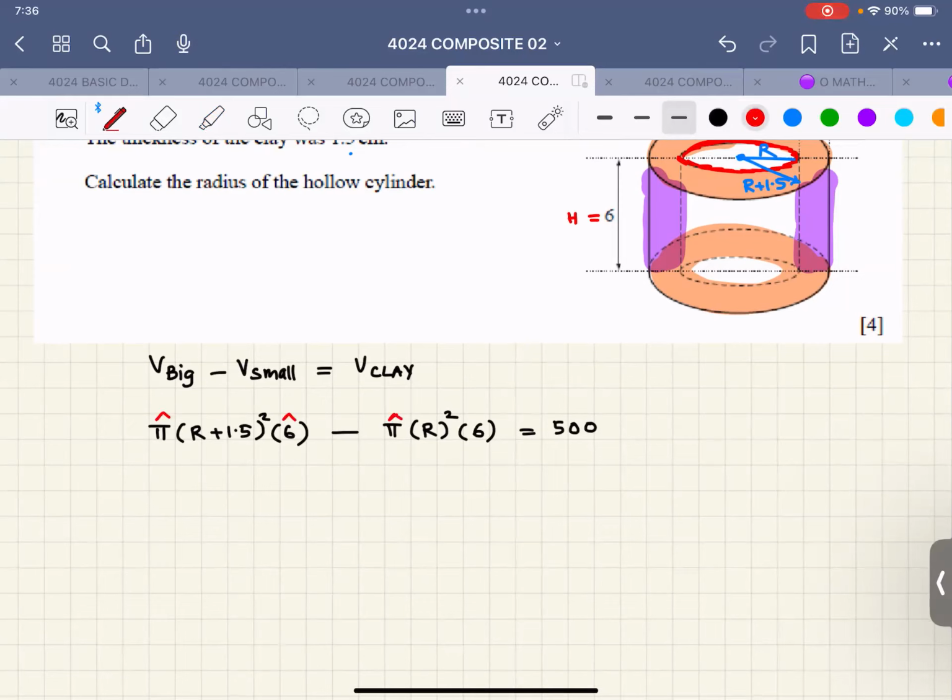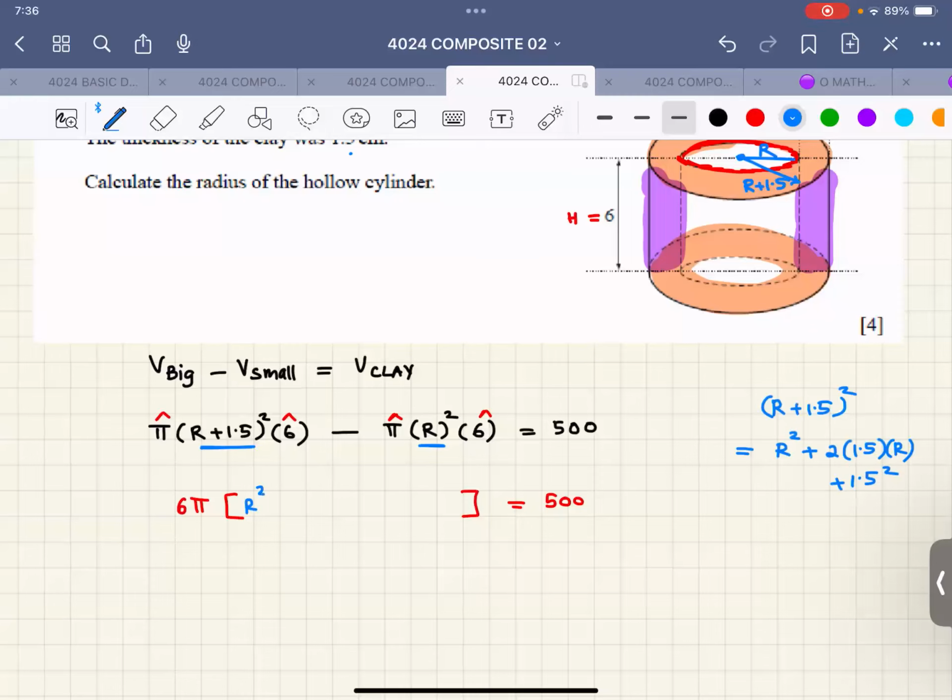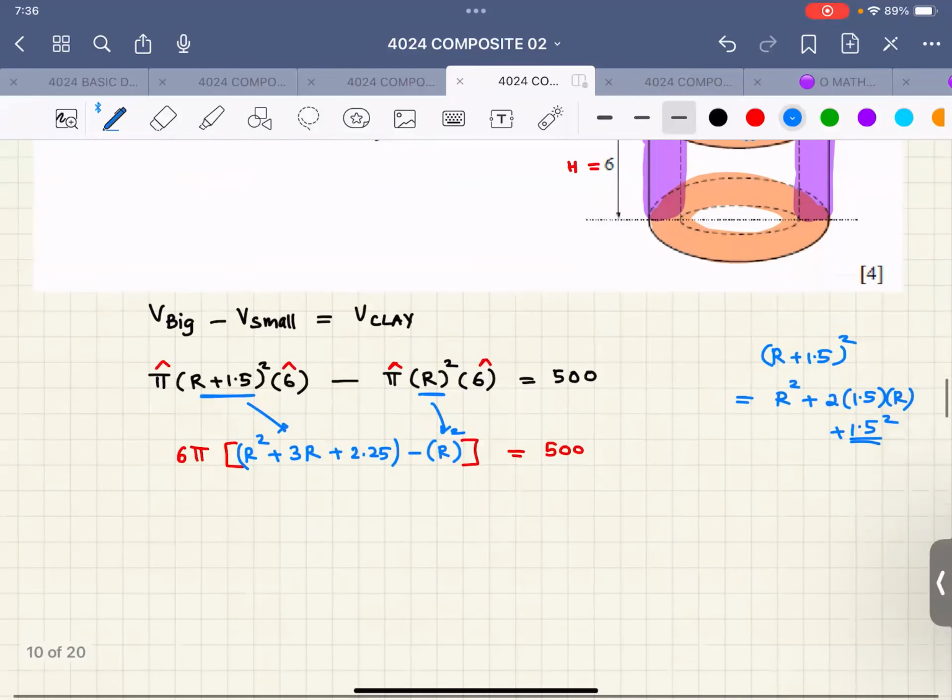Let me take 6 pi common. I'm left with something on the inside equals 500. What's on the inside? (r + 1.5) whole square, and this is r square. So (r + 1.5) whole square is (a + b) whole square, that's r square plus 2 into 1.5 into r plus 1.5 square. So this is r square plus 3r plus 1.5 square, which is 2.25. And this one is minus r square from here, and this equals 500.